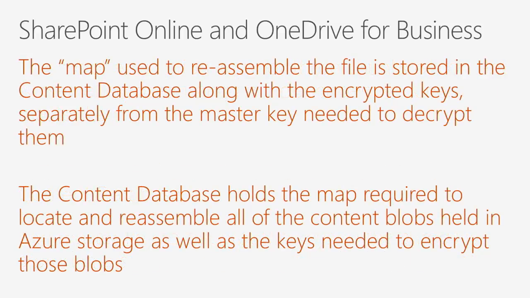When the files are broken into these chunks, there's a map that's created. The map is basically the instructions on how to put the chunks back together and then decrypt them. So the map itself is stored inside the content database, the same place where we store the encryption keys, but it's stored separately from the master key that's needed to decrypt it. So a breach or a leak of the data inside this content database would not expose the actual key that is needed to do the decryption.